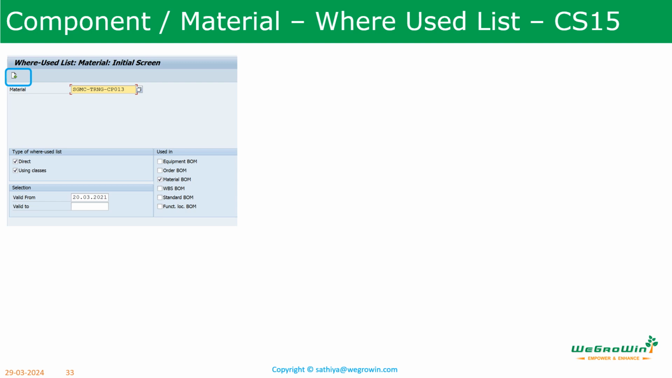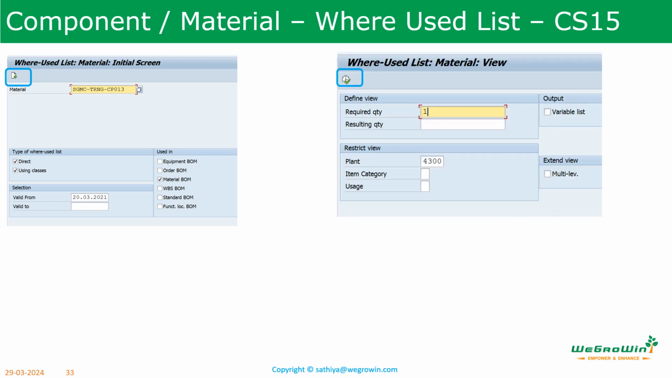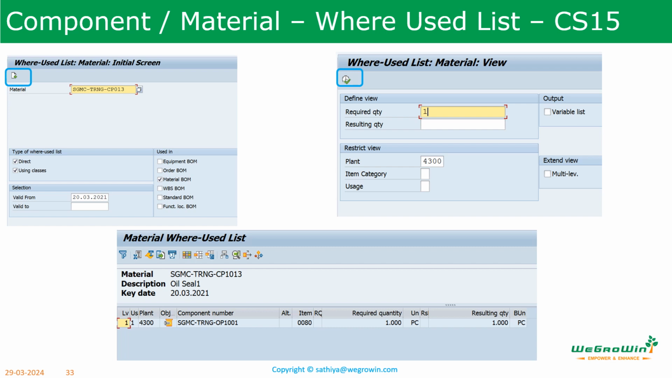Here the transaction CS15 is used. By entering this transaction, put in the material and then click to go to the next stage, using the button shown here. Then we go here to see the required quantity. For example, with this component, with this number of this component, what products can we produce and how much quantity can we produce, that we can see. So enter the required quantity 7 and execute the report. When executed, we see the result here.